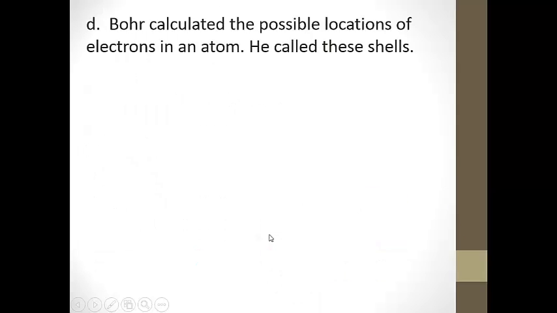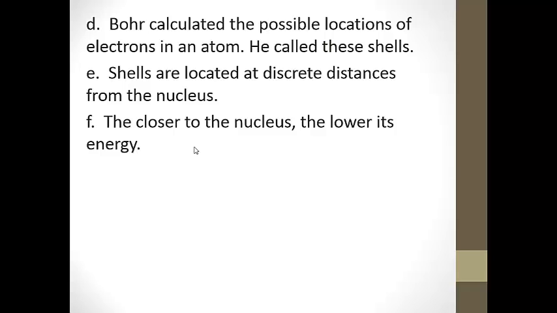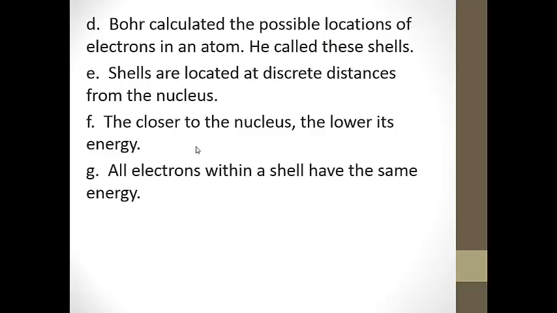Bohr calculated some possible locations that an electron might be, and he called those shells, those lines that I highlighted on the previous screen. The shells or energy levels are located at discrete distances, meaning specific distances, from the nucleus. So it's a set pattern. The closer you are to the nucleus, the lower your energy is. And he also said that if you're within the same shell, then you have the same amount of energy.